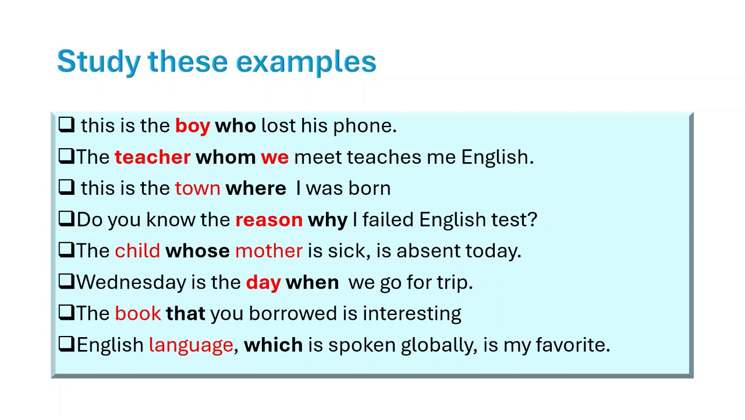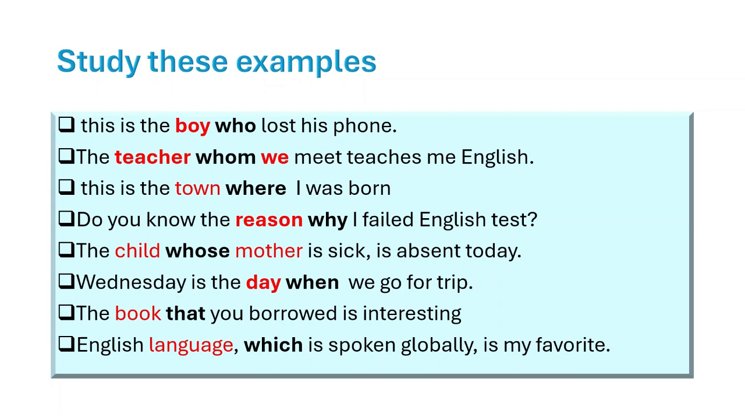The book that you bought is interesting. That reflects things, and the book is a thing, the name of a thing. That is restrictive. It means that it introduces a relative clause which is very important and essential for the sentence, and if it is removed, the sentence will not convey any meaning. If they said, the book that you bought, then what is it? What next? Yes, it's interesting.